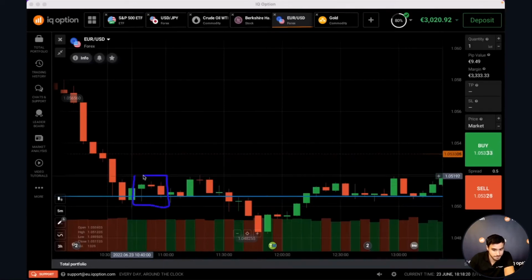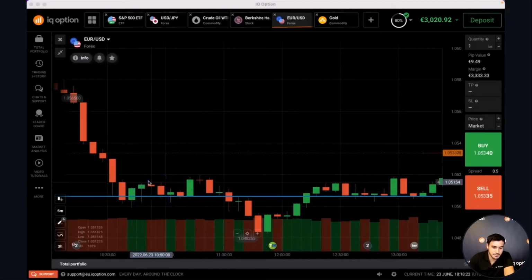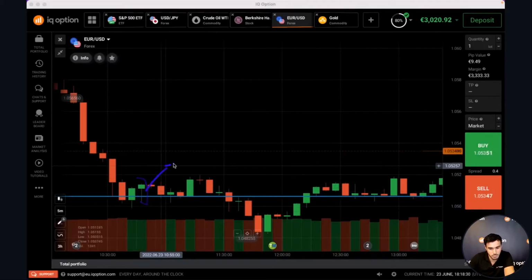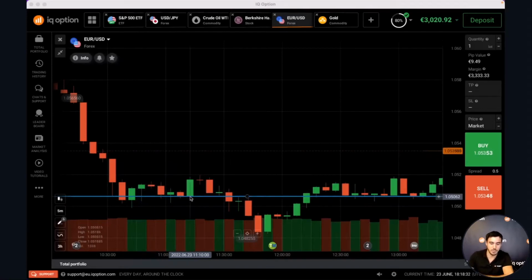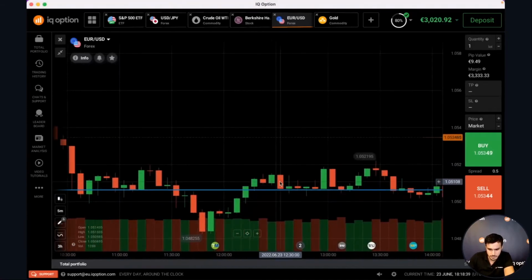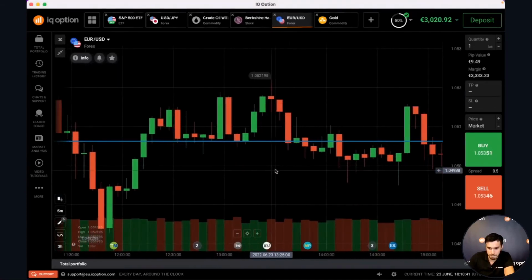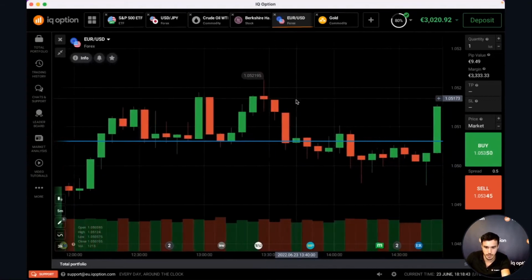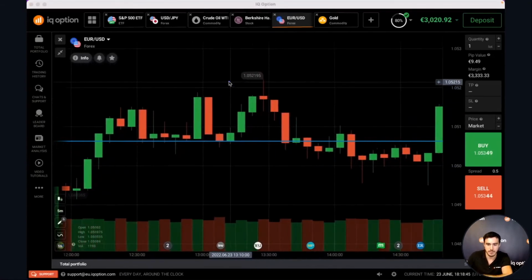This one, this hammer, because of the body, what is the theory of the hammer? Hammer is supposed to go up. So I will be hesitant there. Let's see if we see another example. Yeah, this one could be as well. Check this one.